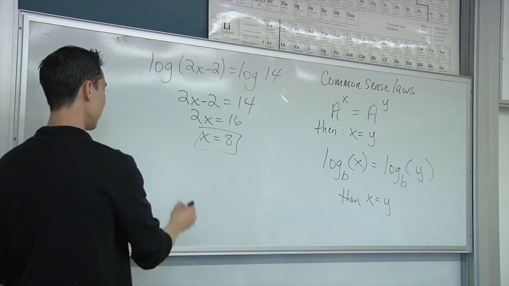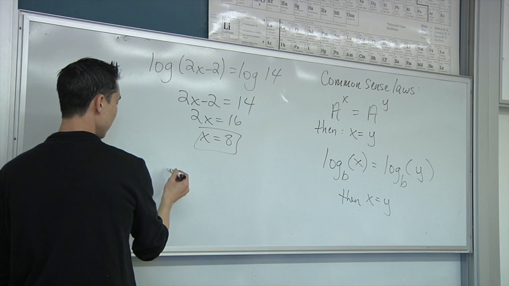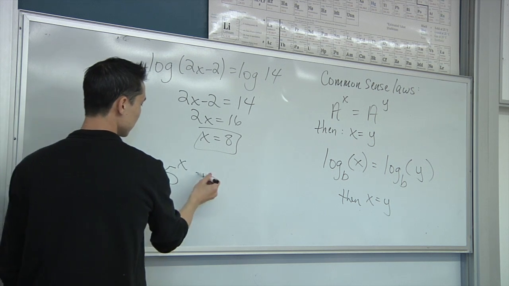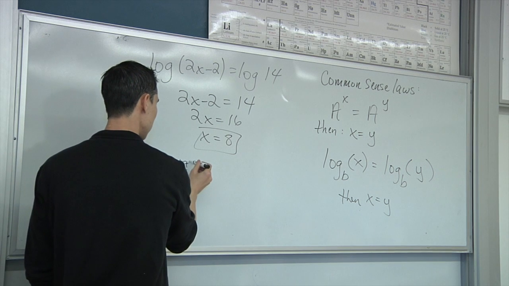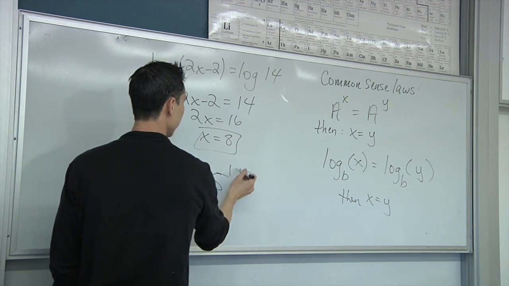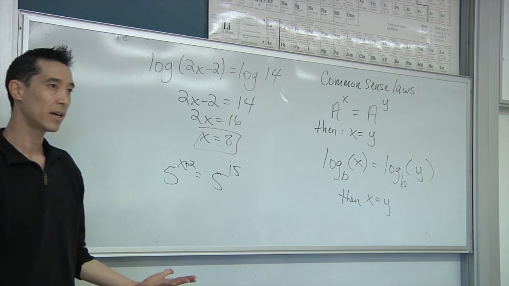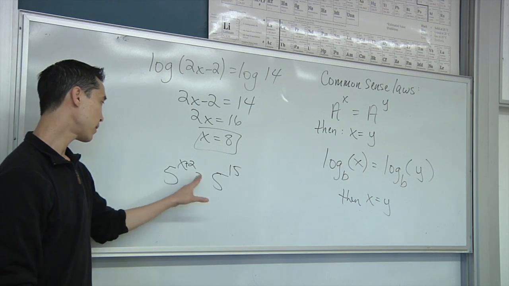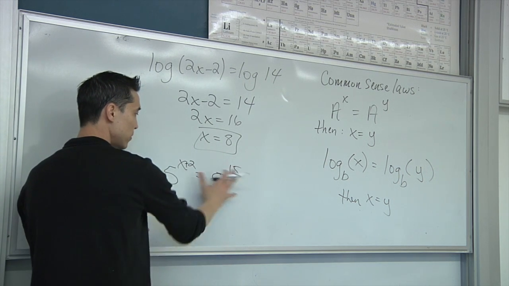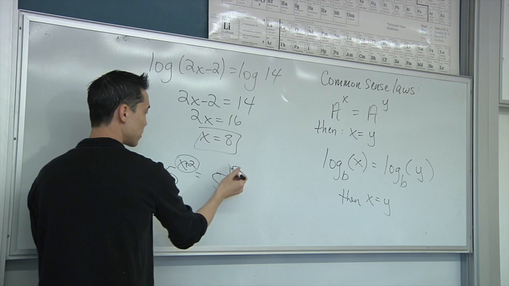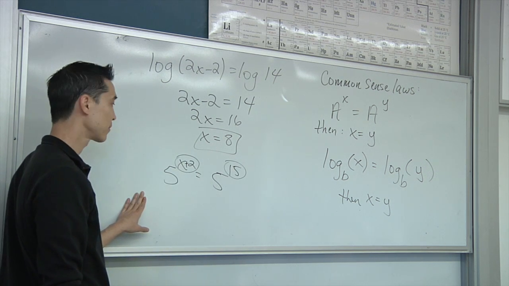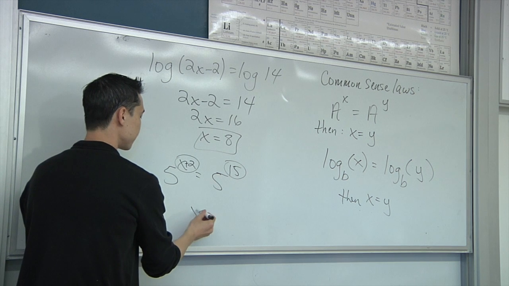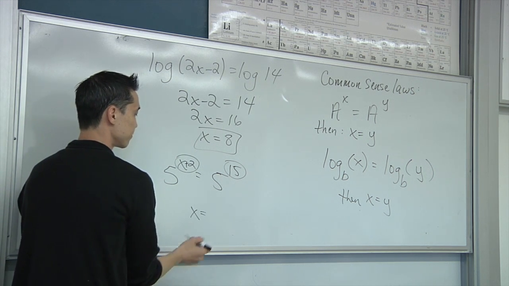Great. And then last example. If I have 5 to the x plus 2 equals 5 to the 15th. Again, 5 to some power equals 5 to some power. The only way that these are going to be equal is if the powers are equal to each other. It's a common sense law. So what does x equal? 13.